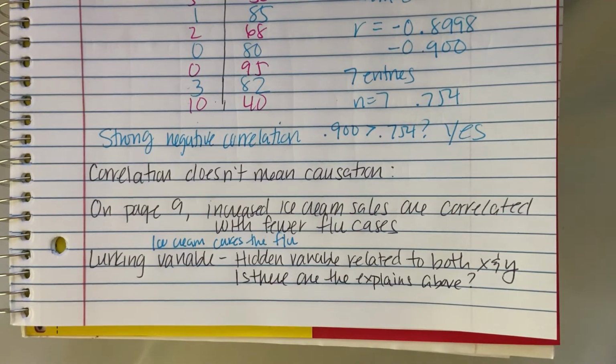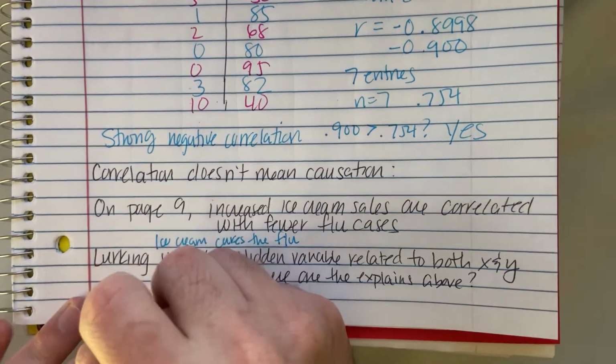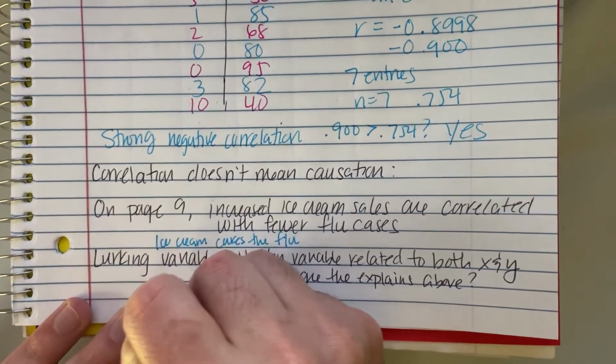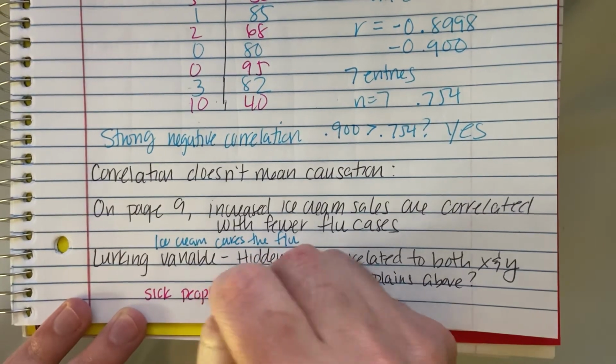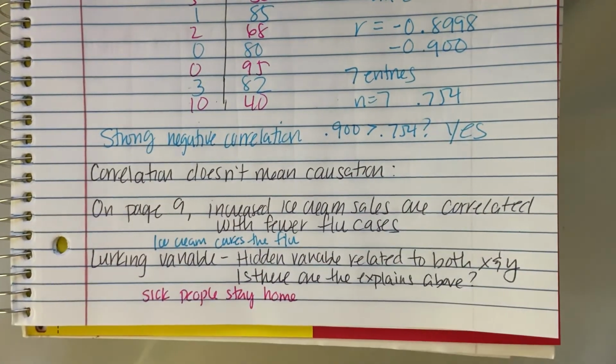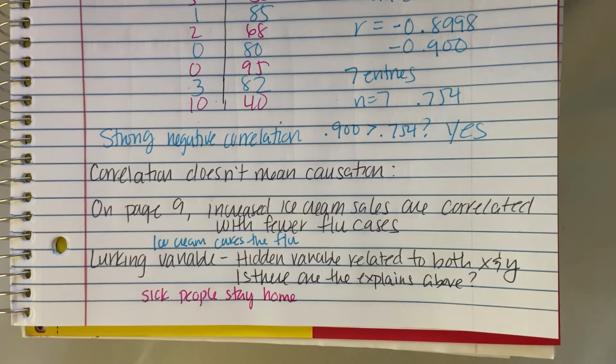So what would a hidden variable be? Well, sick people tend to not go out and buy ice cream or buy anything at all, so sick people stay home. So if there are more flu cases, then there are fewer people out buying ice cream. If there are fewer flu cases, there are more people out, so naturally there are going to be more people buying ice cream. So that's just one thing to note. This is all of the 4.1 notes, and we'll do 4.2 on Monday, and that is our last thing.